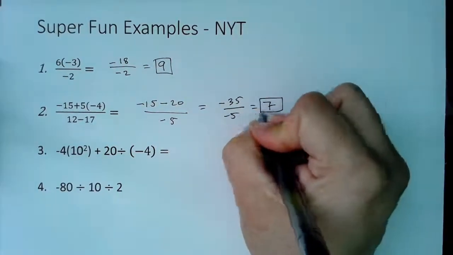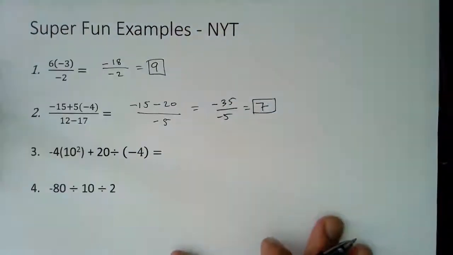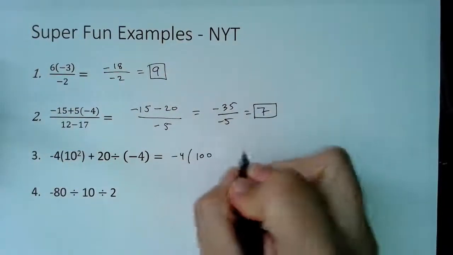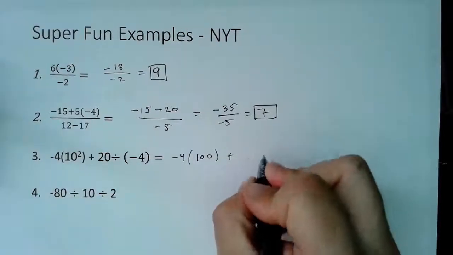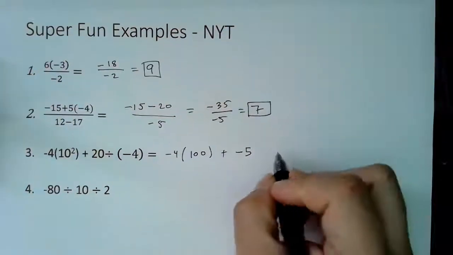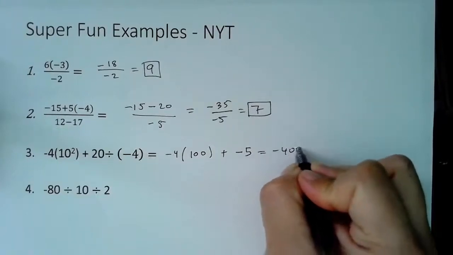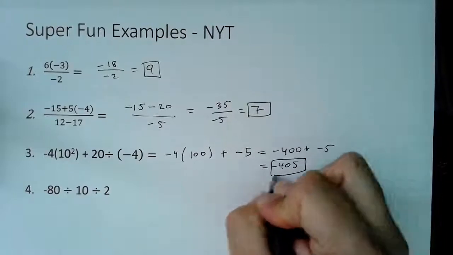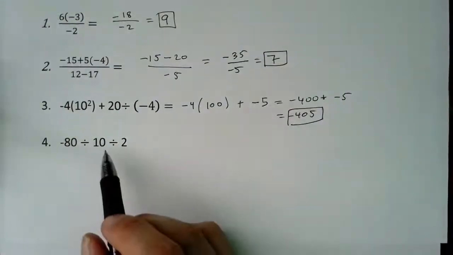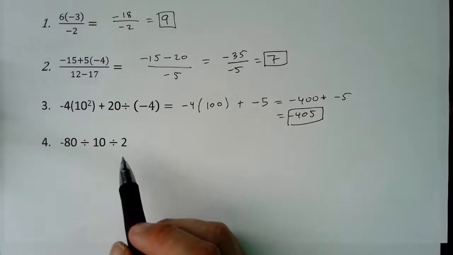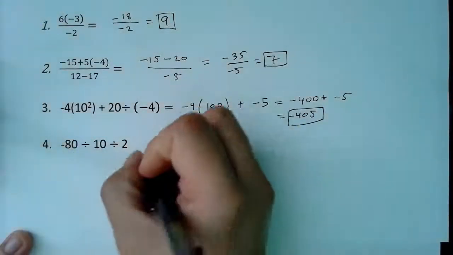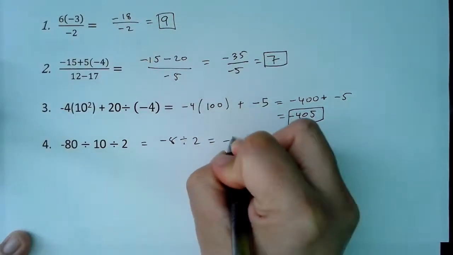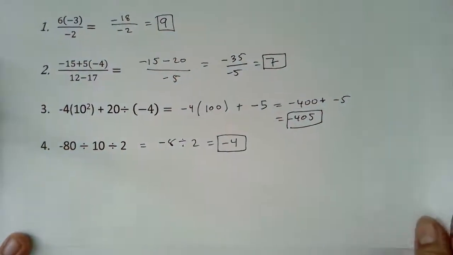that just becomes positive 7. And then here, again, we do PEMDAS, so negative 4 times 10 squared is negative 400, and then plus, and 20 divided by negative 4 is going to be negative 5. So then this is just going to be negative 400 plus negative 5, which is equal to negative 405. So then here, we can just go from left to right. So negative 80 divided by negative 10, by positive 10, that's just going to be negative 8. Divided by 2, that's going to be negative 4. Okay? So that's pretty much it.